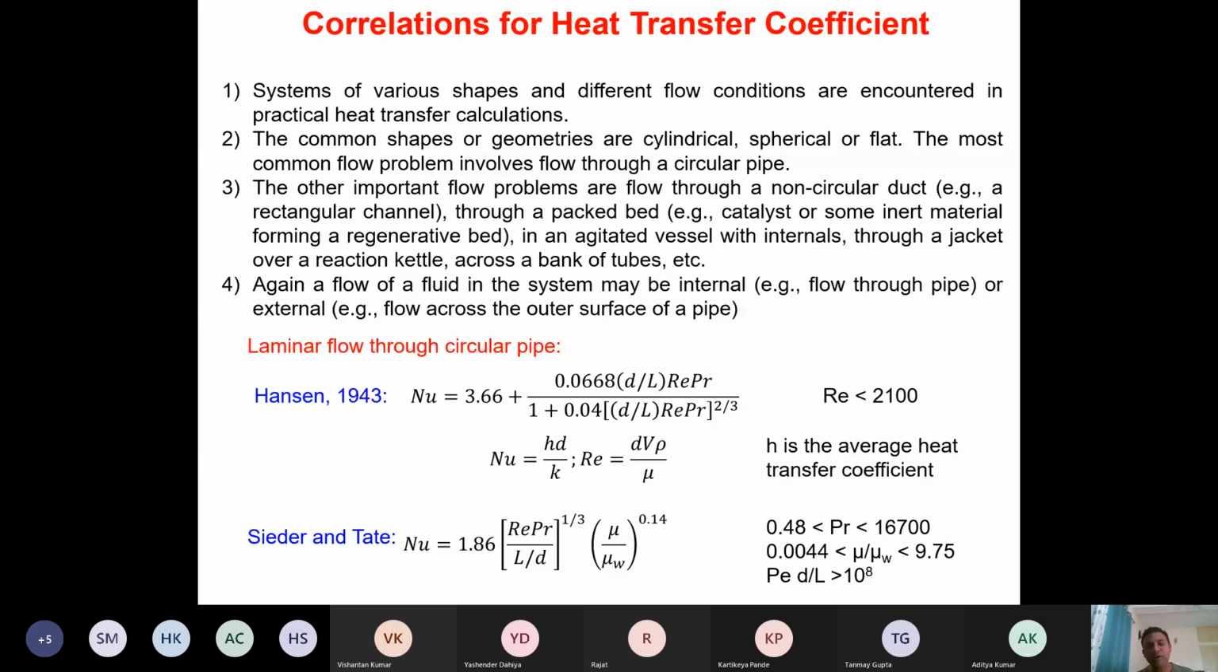That's it. Okay. Again, one more thing which I have not written here that I have to check probably. This particular correlation is valid when there is a constant heat flux, constant wall heat flux. Let me check whether I am saying it correctly or not. This particular correlation is valid for constant heat flux. Just give me 1 minute.